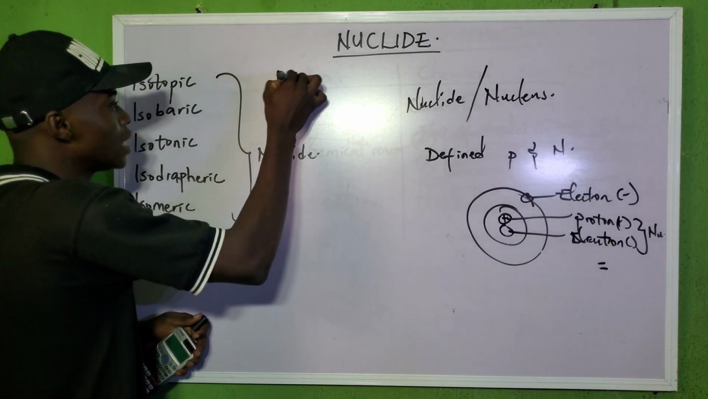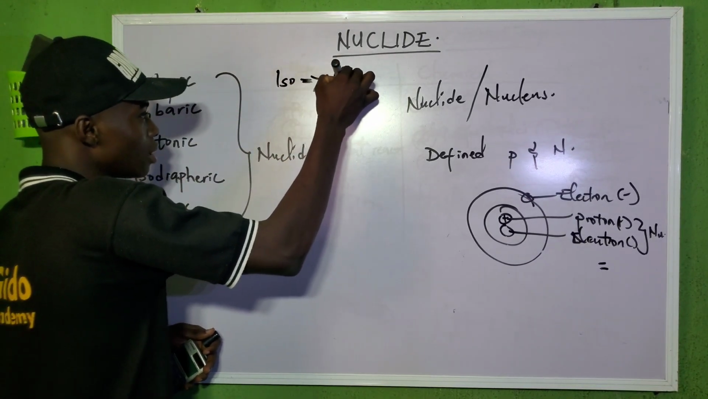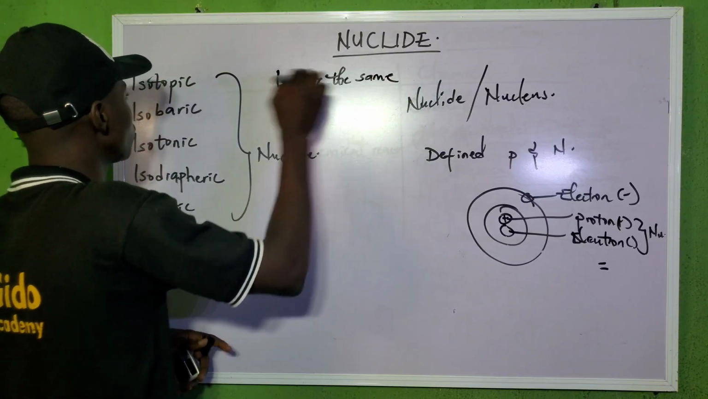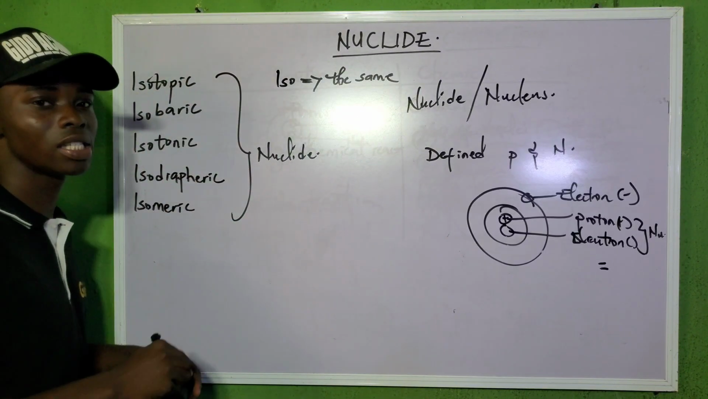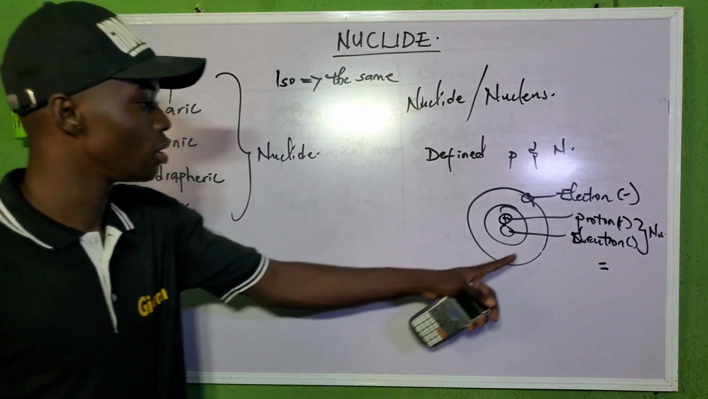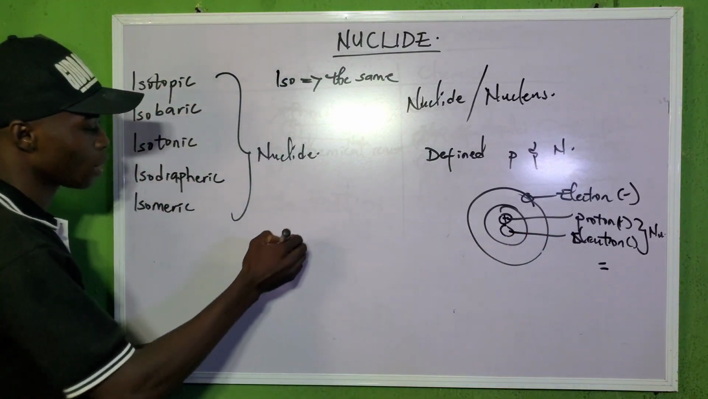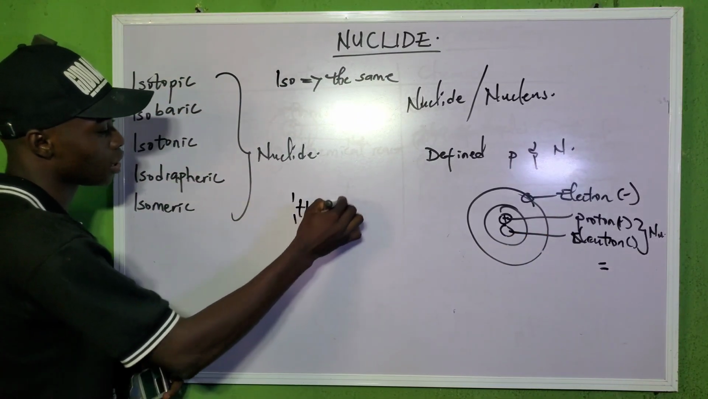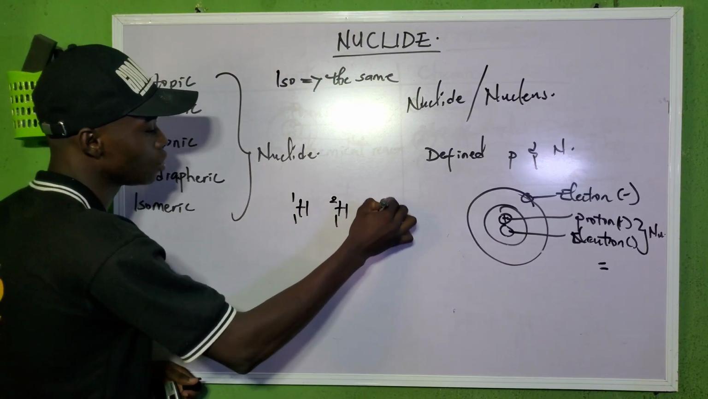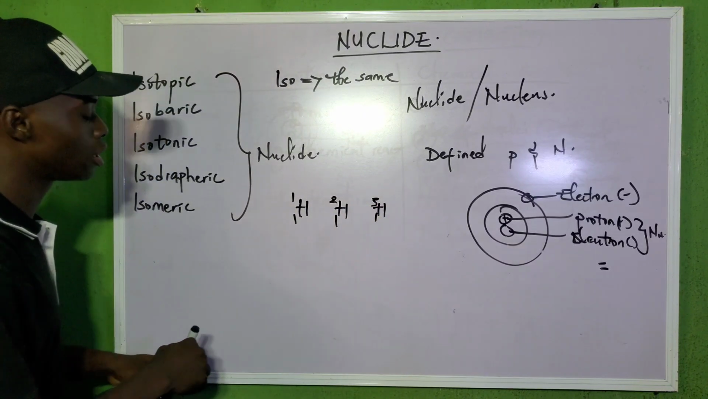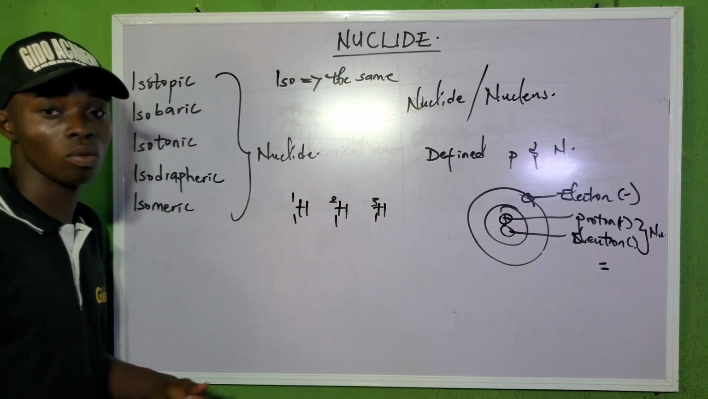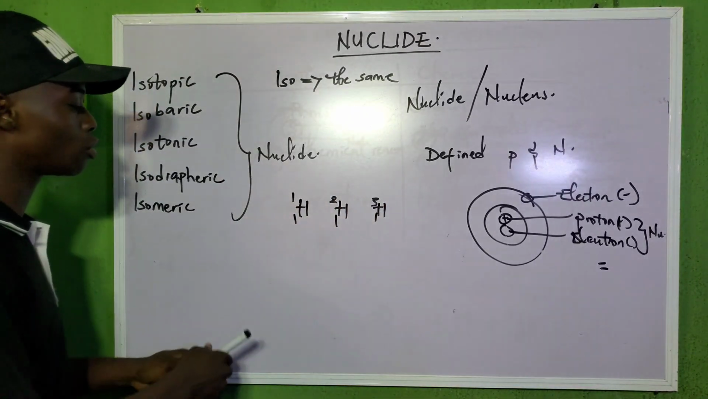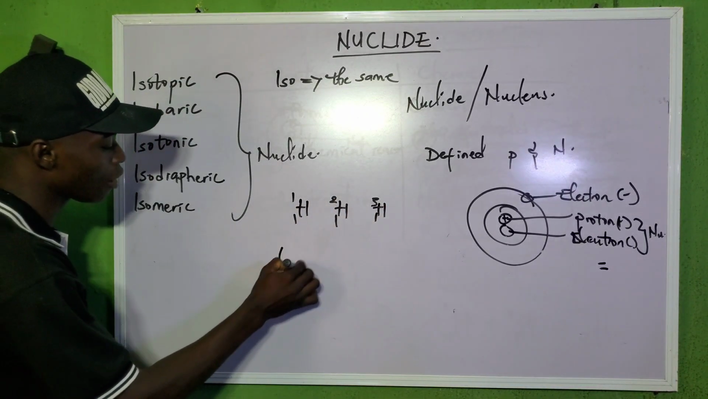Please take note. Iso simply means the same. I believe most of us are already familiar with isotopic. Isotopic usually talks about the same proton number. So we can have something like hydrogen 1,1, hydrogen 2,1, hydrogen 3,1, whereby the number at the bottom is the proton number, while the number at the top is usually the mass number. So they have the same proton number.